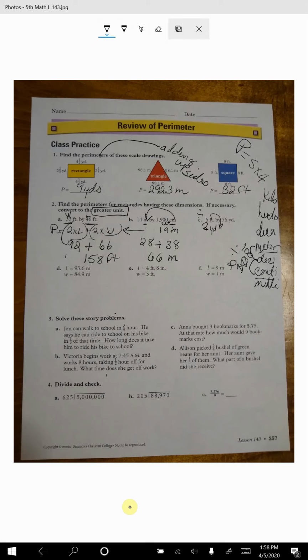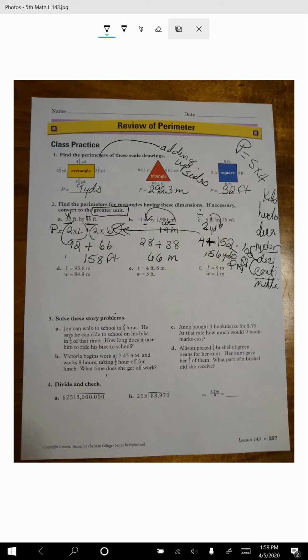Now we can double both of them because we're going to do this formula again: 2 times the length plus 2 times the width. Doesn't matter which one we do first. We'll do the width first because it's first in our problem. 2 times 76 would be 152. See, 70 and 70 is 140, 6 and 6 is 12, so that should be 152. Add them together and we get 156 yards.